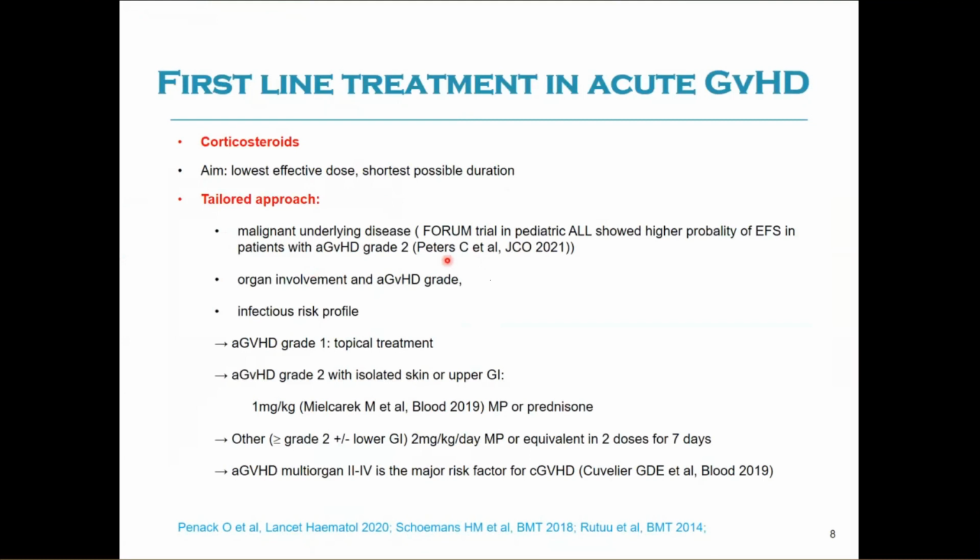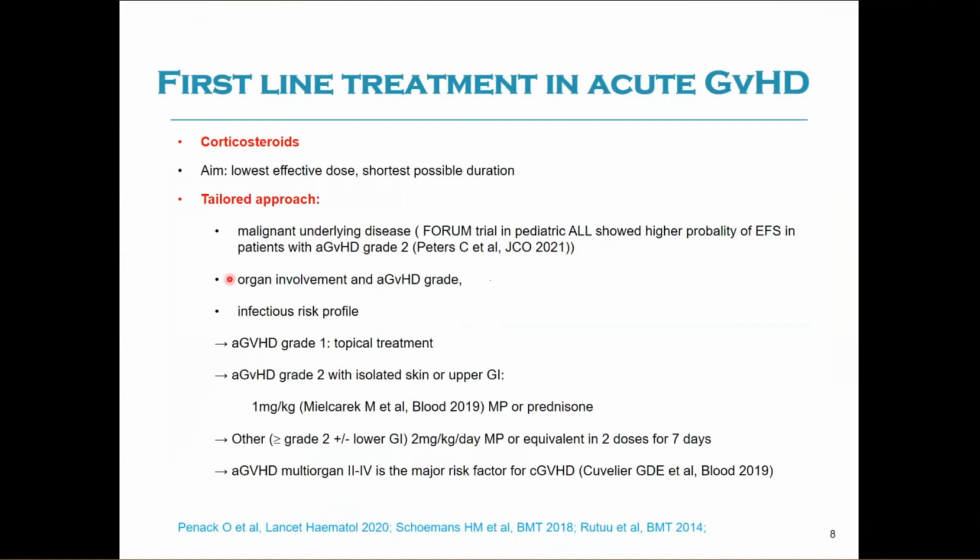Christina Peters and the Forum Trial Group published in JCO in 2021 that they could see a higher probability of event-free survival in patients with acute GVHD grade 2, emphasizing the GVL effect.